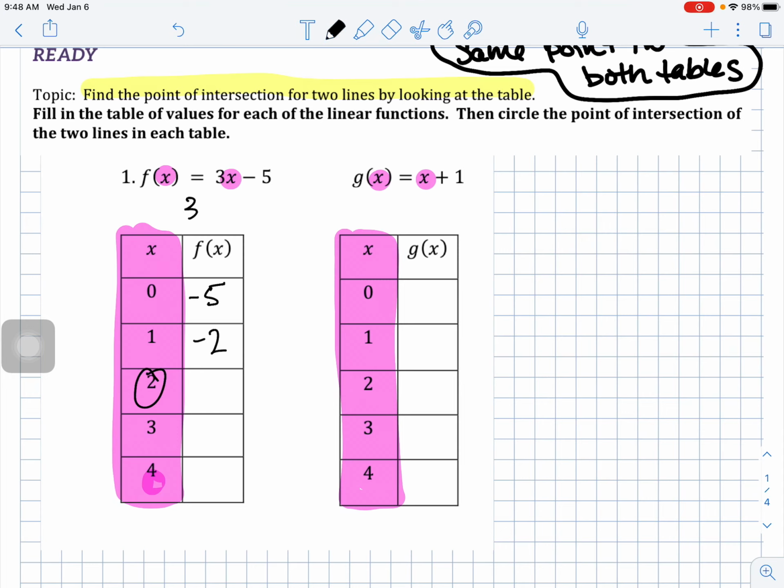And then I'm going to plug in 2. 3 times 2 is 6, minus 5 is 1. Then I'm going to plug in 3. 3 times 3 is 9, minus 5 is 4. And then I'm going to plug in 4. 3 times 4 is 12, minus 5 is 7. So another way to check to make sure that this makes sense is to look. In my equation, this says the y-intercept is negative 5, so the point 0, negative 5. And it also says that it's going to add by 3, so each time I'm adding by 3.